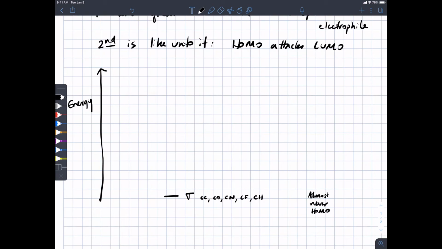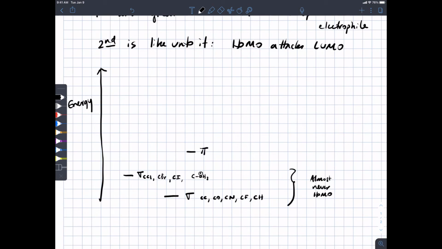We do have sort of a group of less stable sigma bonding orbitals. These include carbon bromide, carbon iodide, carbon chloride. And also carbon attached to maybe an oxygen where the oxygen is positively charged. But again, these are low enough in energy that they are almost never the HOMO of an organic molecule.